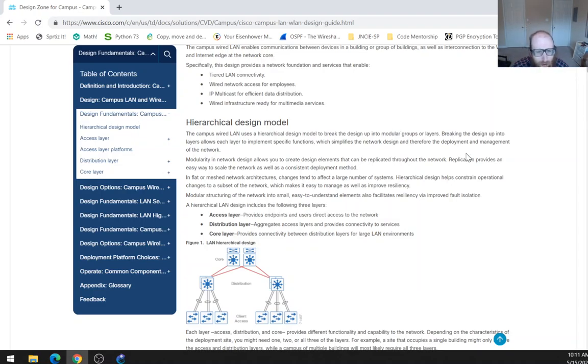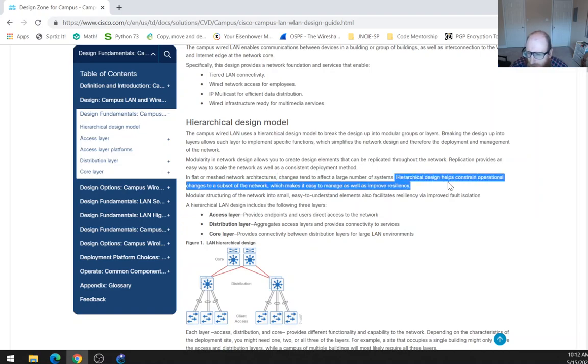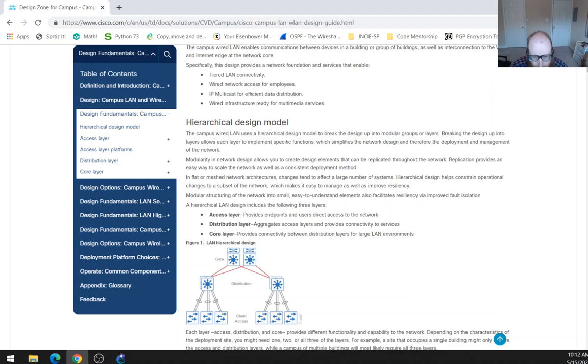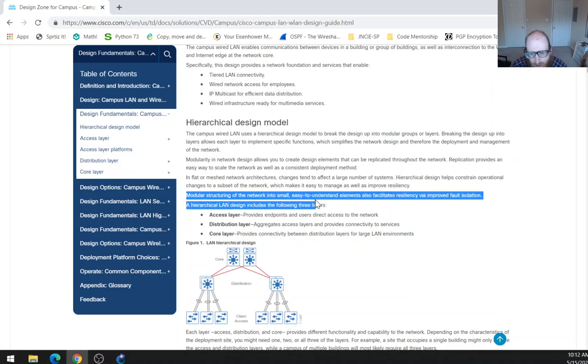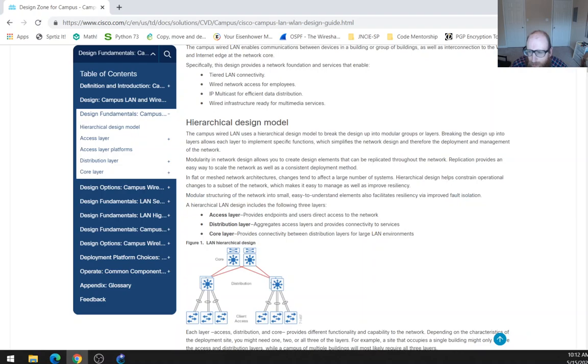In flat or meshed network architectures, changes tend to affect a large number of systems. Hierarchical design helps constrain operational changes to a subset of the network, which makes it easy to manage as well as improve resiliency. Modular structuring of the network into small, easy to understand elements also facilitates resiliency via improved fault isolation. A hierarchical LAN design includes the following 3 layers.